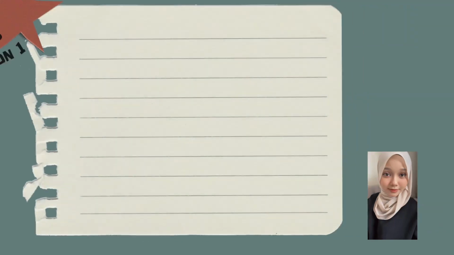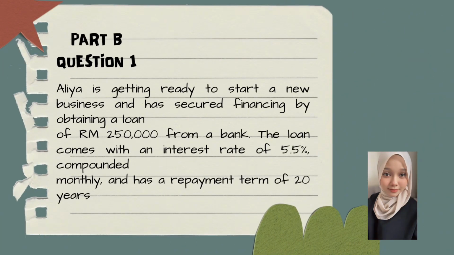My name is ARIN KIRANA, and today I will be presenting my solution for part B of the MAT 112 assignment. Part B question 1. ALYA is getting ready to start a new business and has secured financing by obtaining a loan of 250,000 ringgit from a bank. The loan comes with an interest rate of 5.5% compounded monthly and has a repayment term of 20 years.